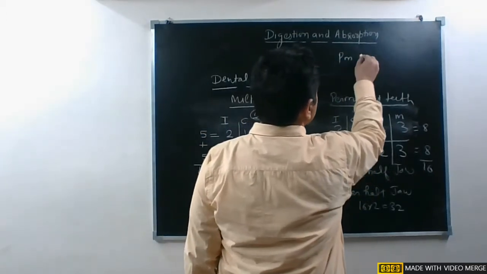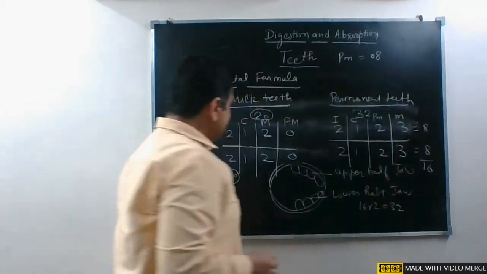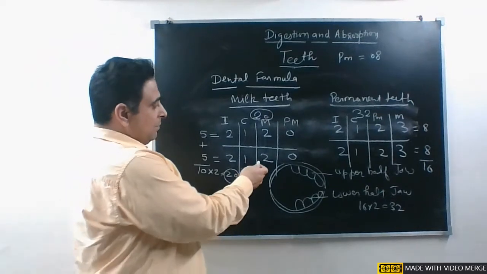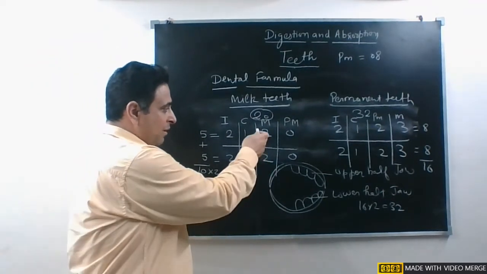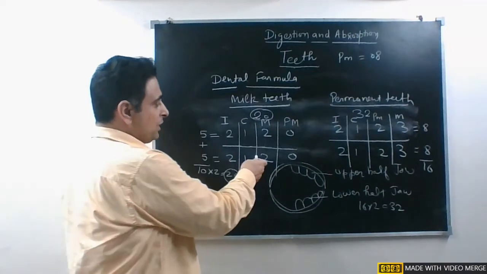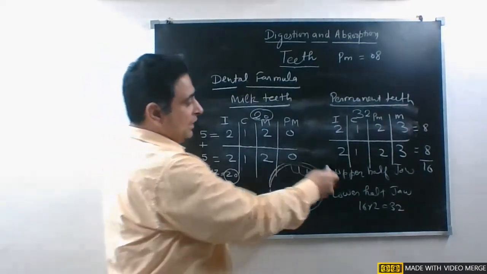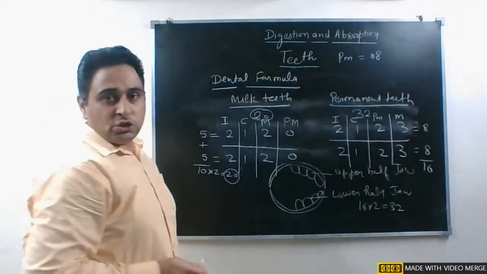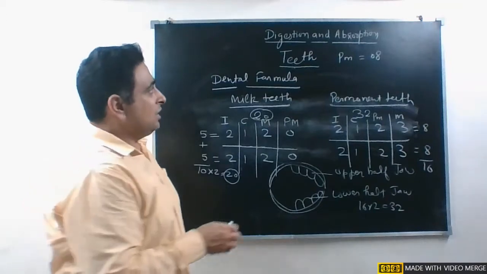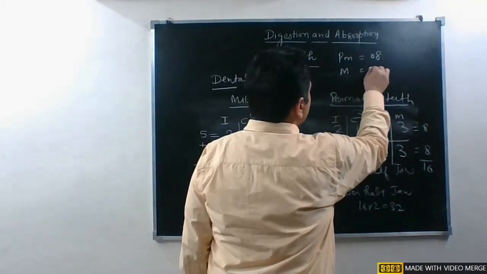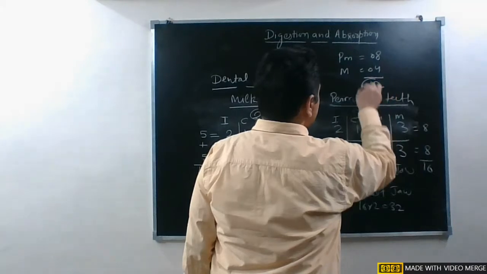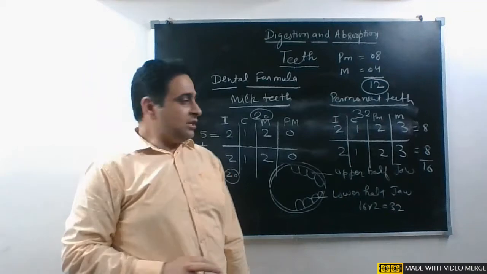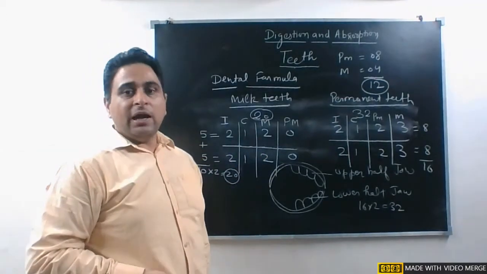So premolars are 8. Besides this, student, in case of molars, in the children, how many molars are there in total? That is 2 plus 2, 4 multiplied by 2, that is 8. Whereas in case of adult, how many molars are there? That is 3 plus 3, 6 multiplied by 2, 12. So 12 minus 8 means 4 molars. So these total 12 teeth, student, are coming only once in life cycle. Otherwise, all other teeth are repeated again.